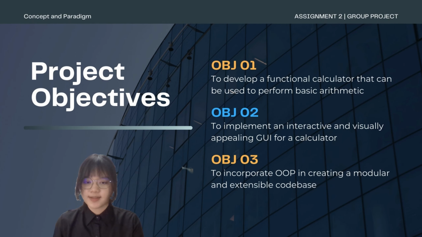The next section is the project objective. There are 3 objectives in total, including: 1. To develop a functional calculator that can be used to perform basic arithmetic. 2. To implement an interactive and visually appealing GUI for the calculator. And finally, to incorporate OOP in creating a modular and extensible code base.